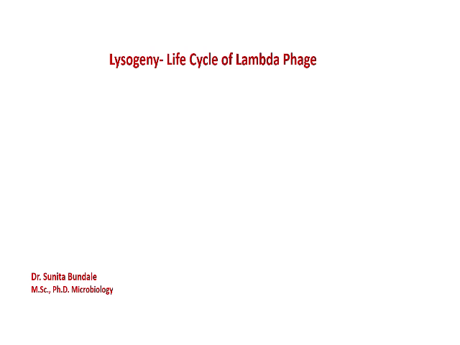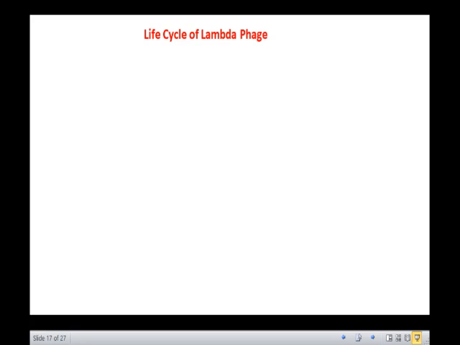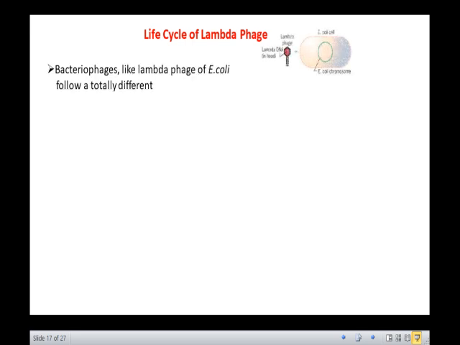Hello friends, in this module we will talk about lysogeny with respect to lambda phage, which is a temperate phage. Bacteriophages reproduce by the lytic cycle, which leads to the destruction of the host cell. Some bacteriophages, like the lambda phage of E. coli, follow a totally different life cycle.